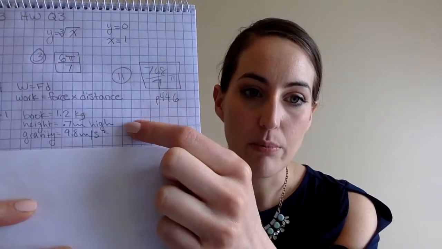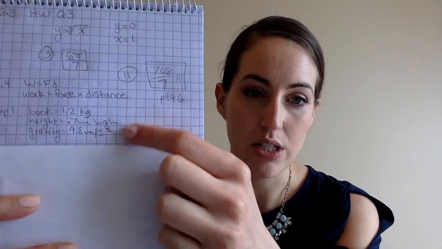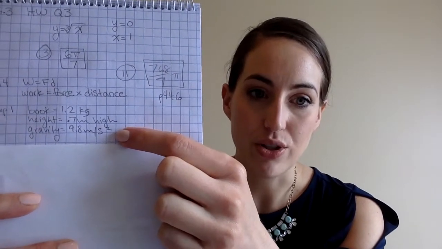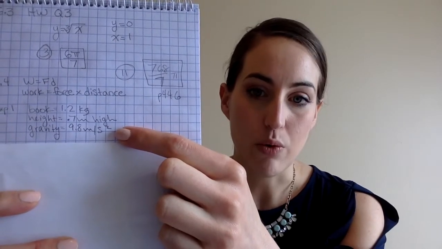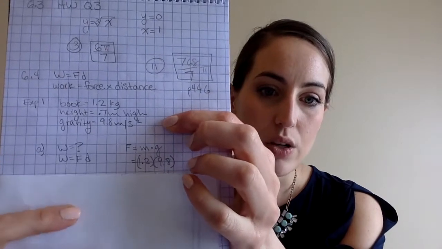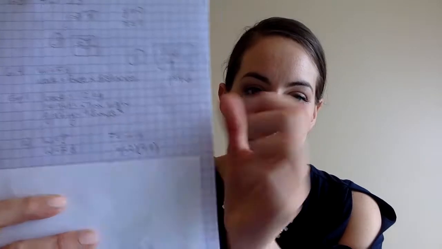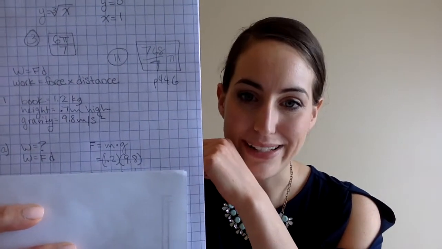And so we have an example 1 where, what if I have a 1.2 kilogram book and I'm asked to set that book up on a table that is 0.7 meters high up off of the ground, and we know that the acceleration due to gravity is downward 9.8 meters per second squared. So we're asked to find the work of this problem of lifting the book and putting it on the table.